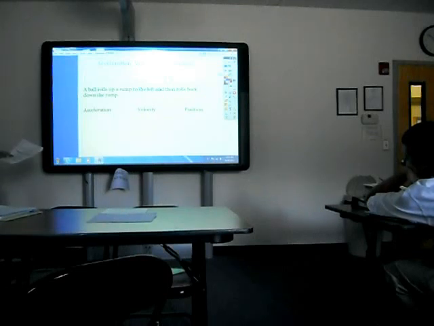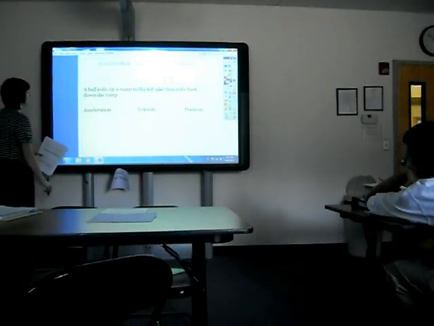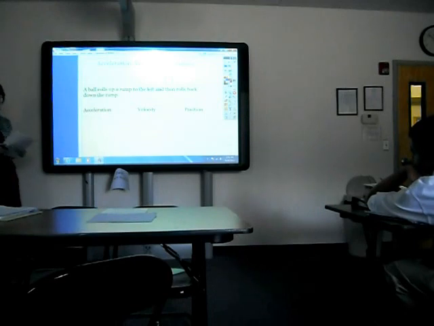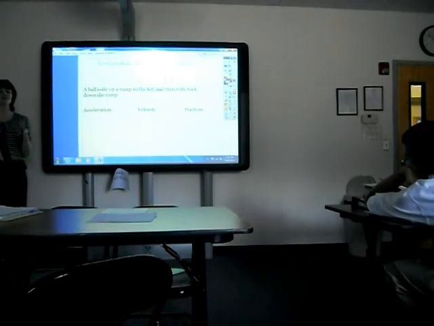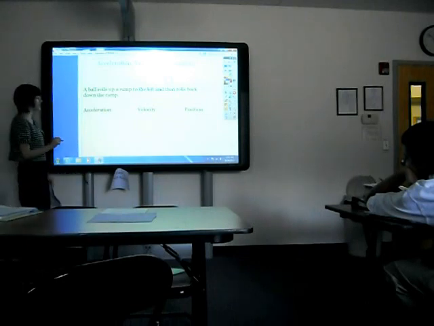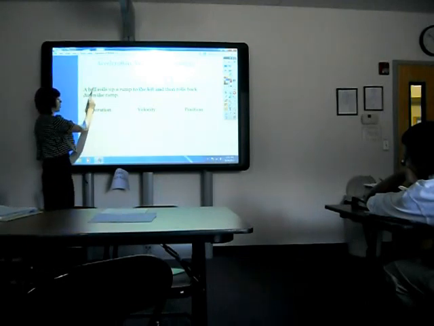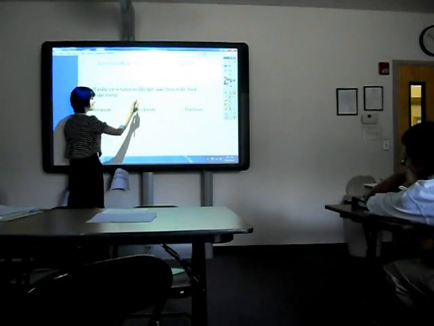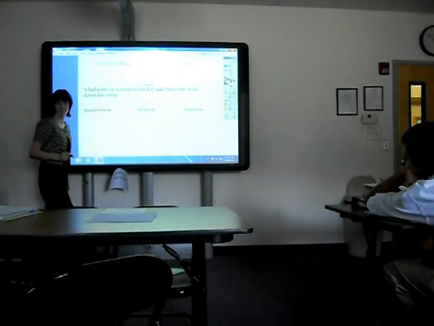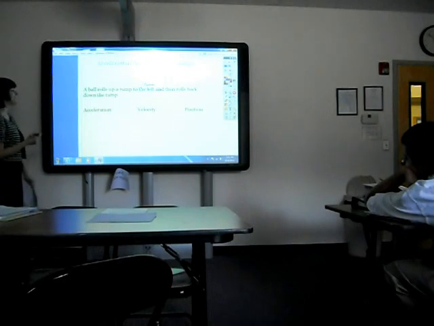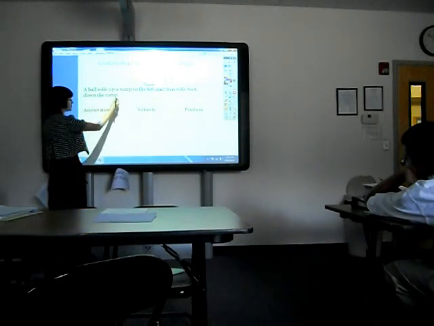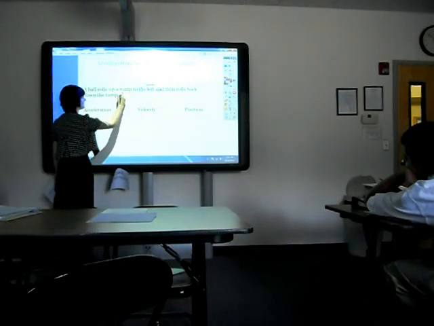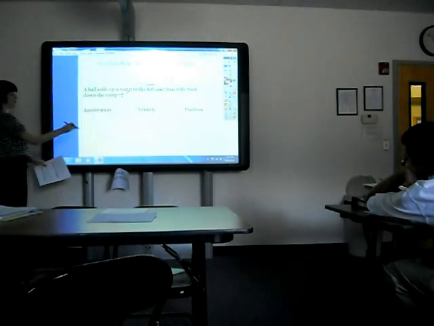A ball. A ball rolls up a ramp to the left and then rolls back down the ramp. This is probably the trickiest question that you'll see. Here's what I want you to look at. It is tricky. A ball rolls up the ramp to the left, which is negative. Do we agree? Yes. And then rolls back down the ramp to the right, which is positive. I didn't write to the right because I assumed you can imagine.